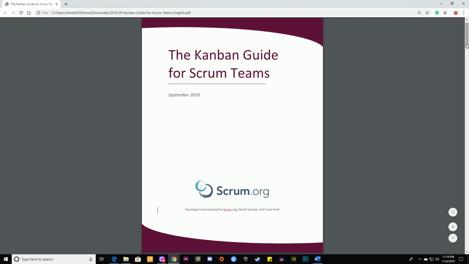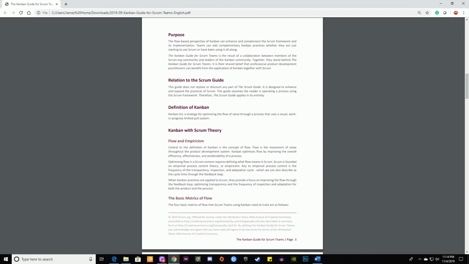The Kanban Guide for Scrum Teams, September 2019. Purpose. The flow-based perspective of Kanban can enhance and complement the Scrum framework and its implementation. Teams can add complementary Kanban practices whether they are just starting to use Scrum or have been using it all along. The Kanban Guide for Scrum Teams is the result of a collaboration between the members of the Scrum.org community and leaders of the Kanban community. Together, they stand behind the Kanban Guide for Scrum Teams. It is their shared belief that professional product development practitioners can benefit from the application of Kanban together with Scrum.